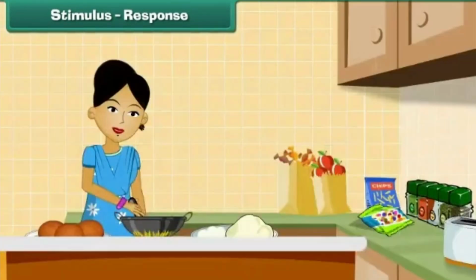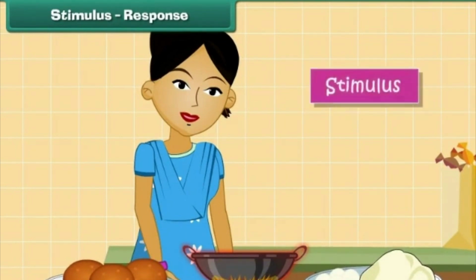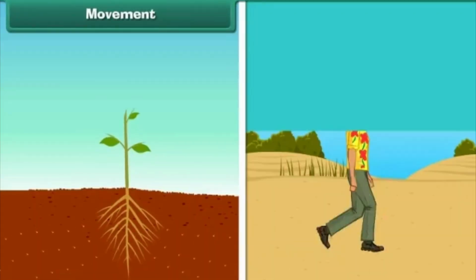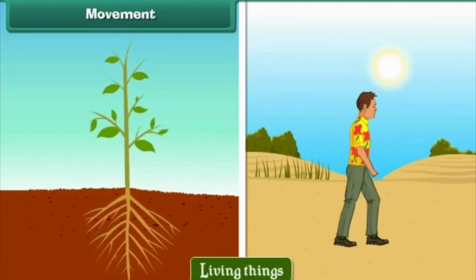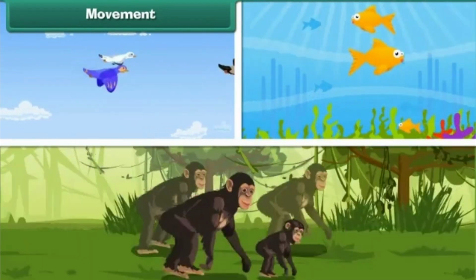For example, when you touch a hot pan accidentally, you throw your hand immediately. The heat radiated by the hot pan is a stimulus. The act of moving the hand away from the hot pan is a reaction. Movement. Living things show movement. Birds fly in air. Fish swims in water. And animals run.